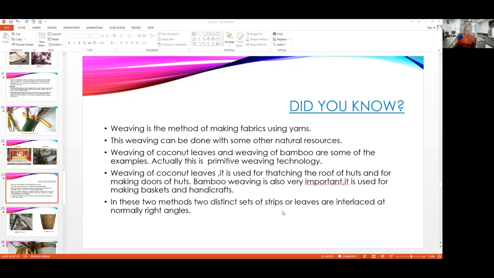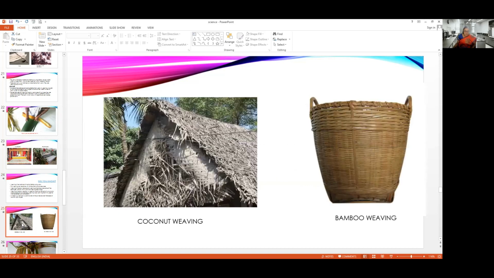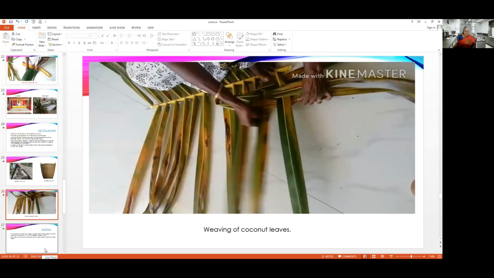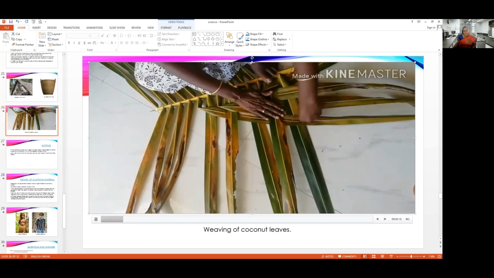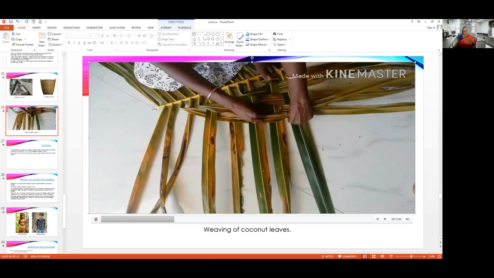Okay. So up to this, we have seen what the different types of plant fibers are, how we get a fabric, how yarn is made, how we get fibers, and what weaving is. So next, this is a coconut weaving example. This is the weaving of coconut leaves. See, this is one of the examples. This is also an example of weaving. We'll be using it for the hut.